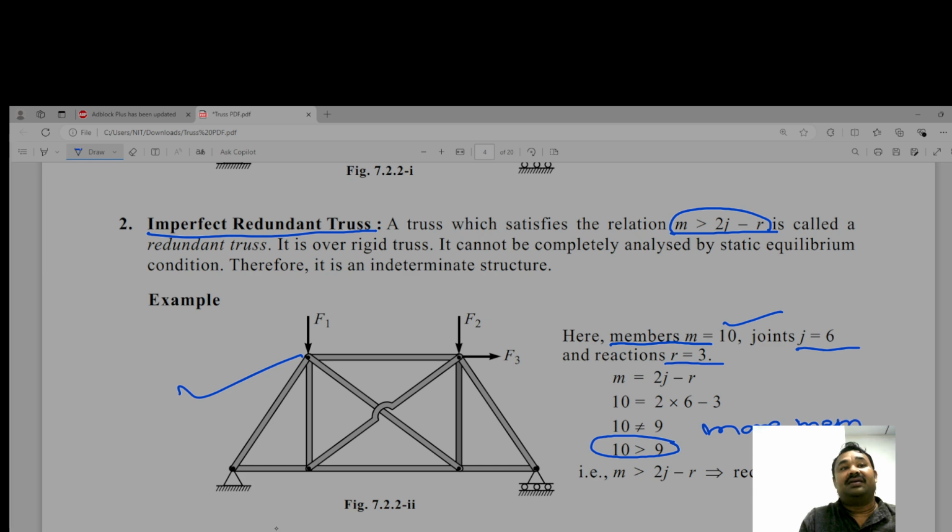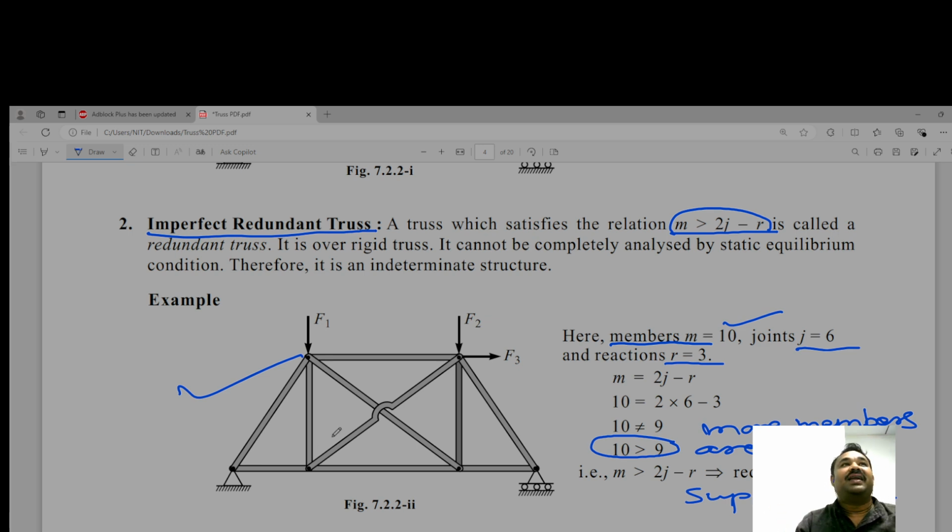This means more members are there to support the loads. Is it required? No, it is also not required, because if there are more members, then more materials are required, it becomes bulky, and it becomes expensive.